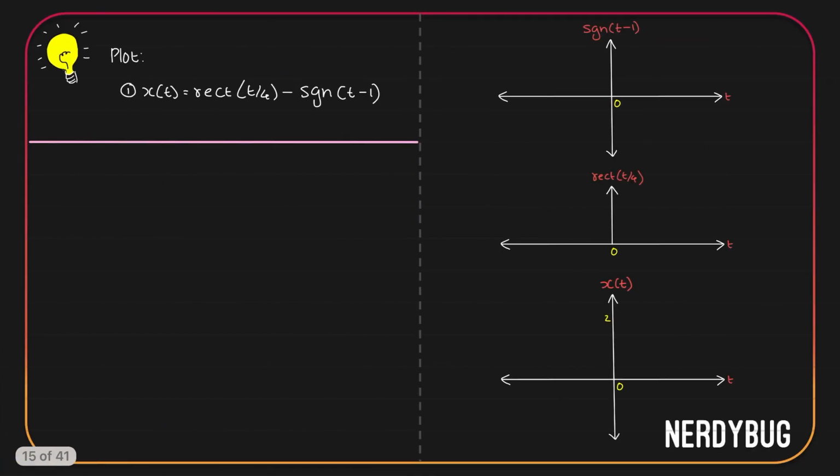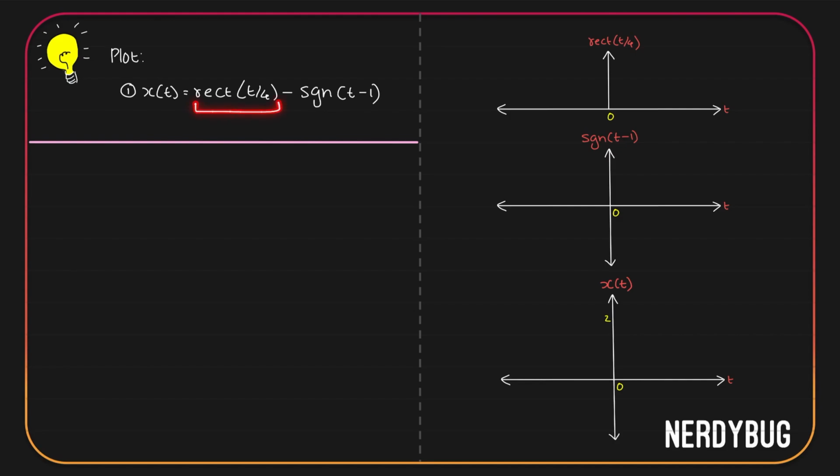Let us now solve a question. Whenever we have a problem to solve, it will be better if you pause the video and try to solve it yourself first and then check if it is correct or not. Here the question is, we have to plot x of t. X of t is rectangular function of t by 4 minus signum of t minus 1. We will plot them separately and then take the difference. So this is not rectangular function of t, it is rectangular function of t by 4.